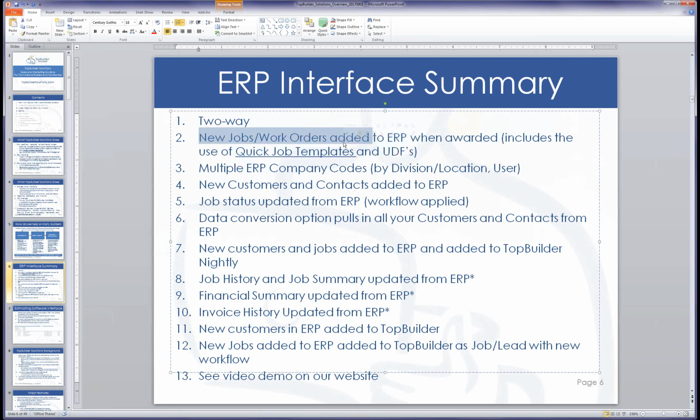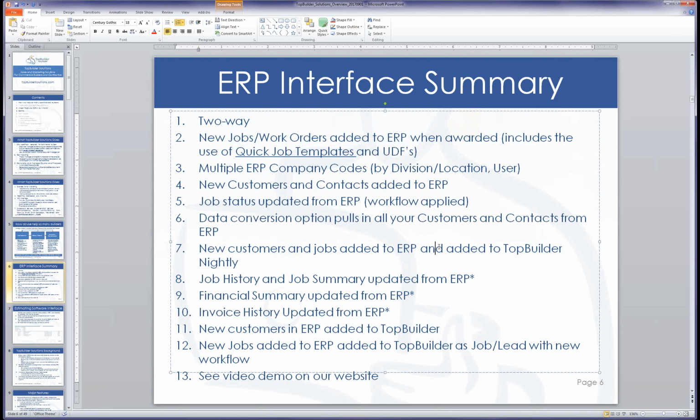We will add the job or the work order to the customer in Sage if the customer exists in Sage, along with the contacts on that job. Now, if it's a new customer, then we'll go ahead and create the customer, create the contacts, and then add the work order or add the job directly to that customer. And then from that point on, we keep the customer and the contact and the job information up to date, basically on a 24-hour basis every night.